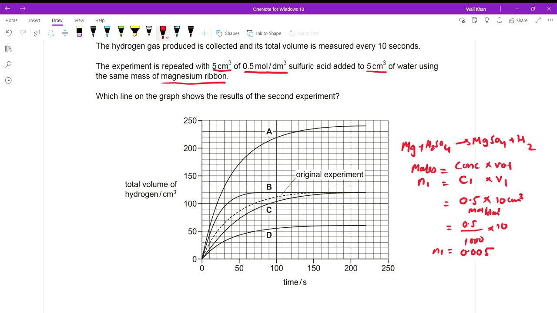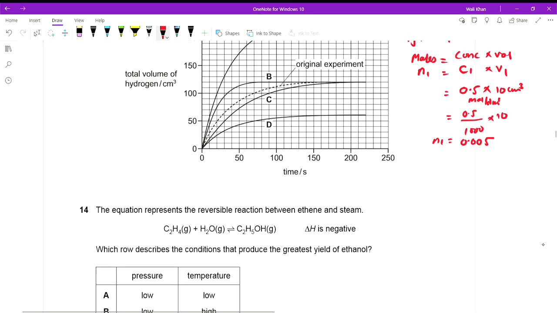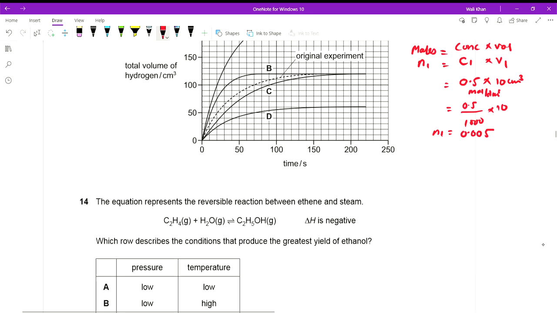Now we calculate the moles in the second experiment. Moles is equal to concentration multiplied by volume, n2 equals C2 multiplied by V2. Concentration is the same, but volume is changed. Sulfuric acid, it is 5 cm³.